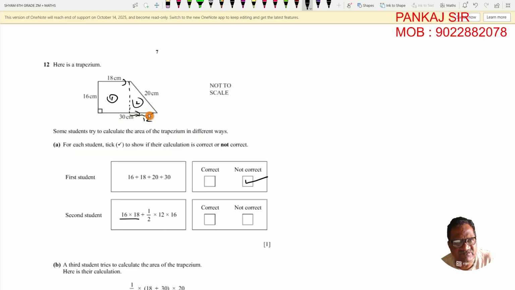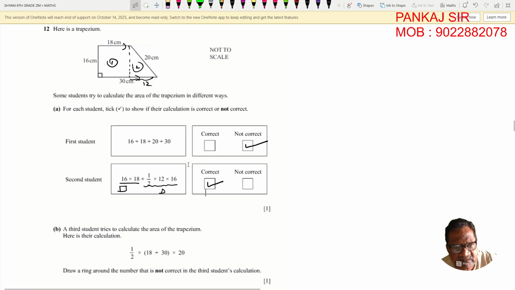Now area of this triangle will be half into base into height. So half into base is 12 and the height you can take as 16. So half into 12 into 16, this is the area of the triangle. This is the area of the rectangle. And when you add both the areas, you will get the area of the trapezium. So I think this is a correct way of finding the area.